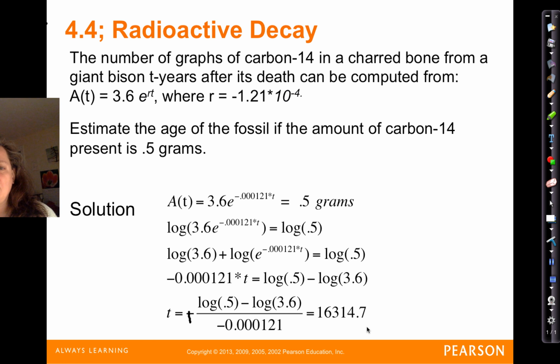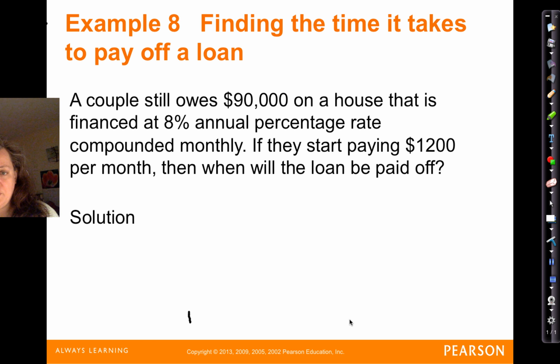So it says this should be rounded to the nearest year, so about 16,315 years. Okay. So this is how you play this game backwards.